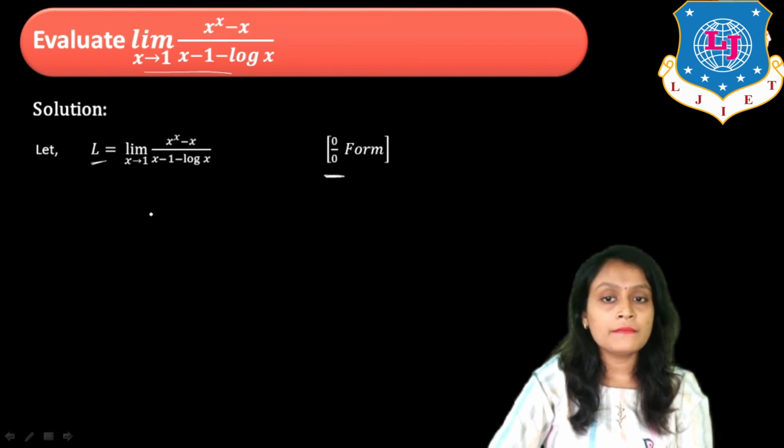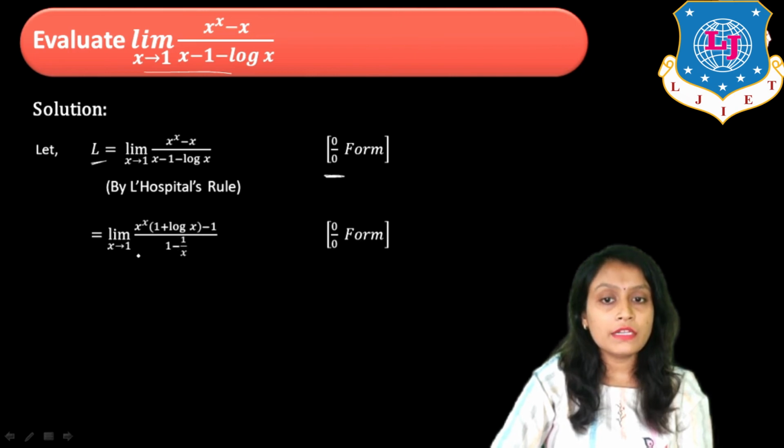So we will apply L'Hôpital's rule, right? So we have to take derivative. We know the derivative of x raised to x is x raised to x into 1 plus log x, and derivative of x is 1. So here we have minus 1 upon, derivative of x is 1. This term is constant, so its derivative is 0, and derivative of log x is 1 upon x.